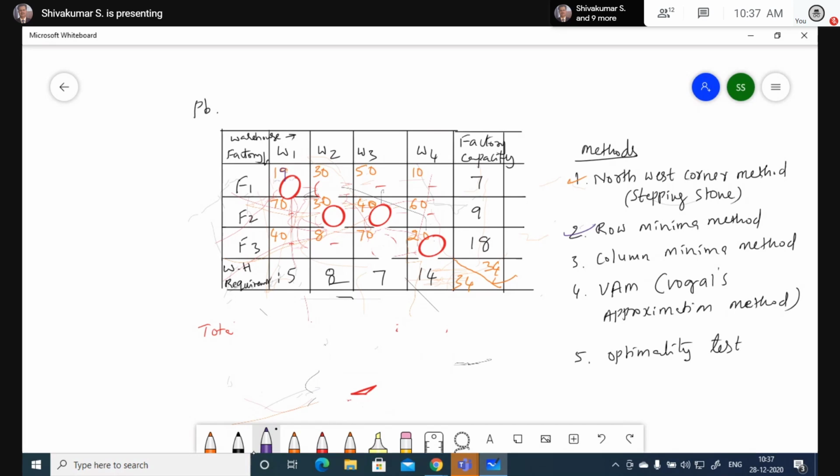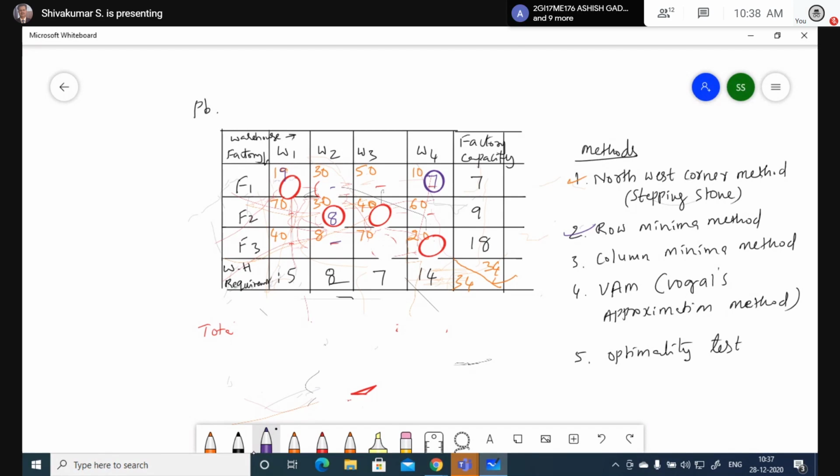For example, in the first row you have 10 here. 10 is the minimum transportation cost, so you can allocate the maximum possible here. The capacity is 7 but the requirement is 14, so you can allocate the complete 7 here. Next, similarly, check the second row: 40 is the minimum. Check how much maximum you can allocate. The capacity is 9, the requirement 8, so you can allocate 8 here. Correspondingly, you can delete that row because the capacity is over.